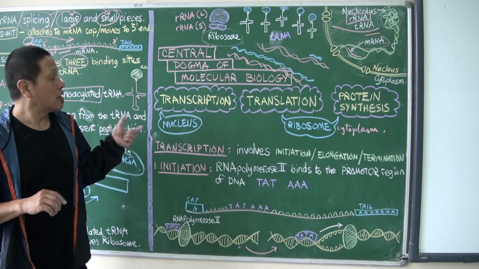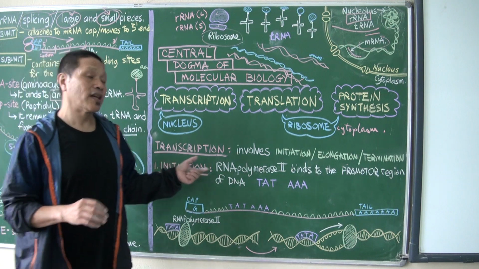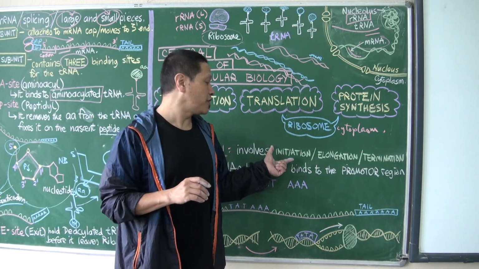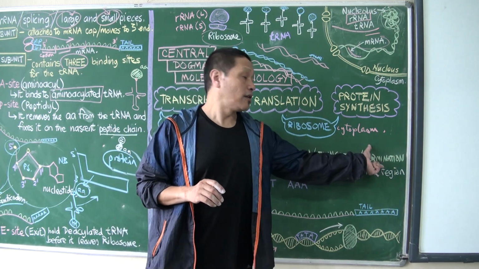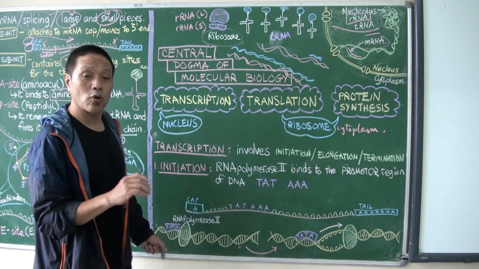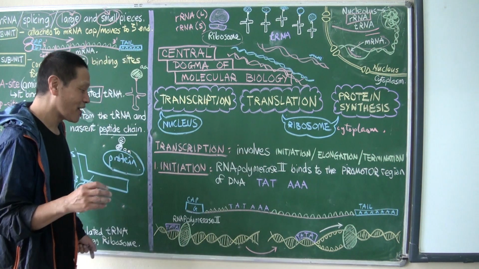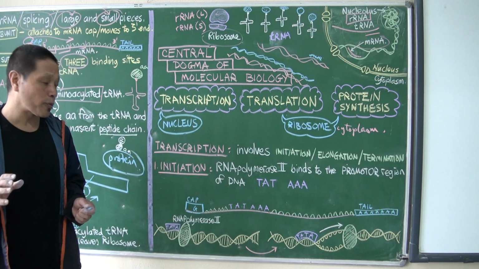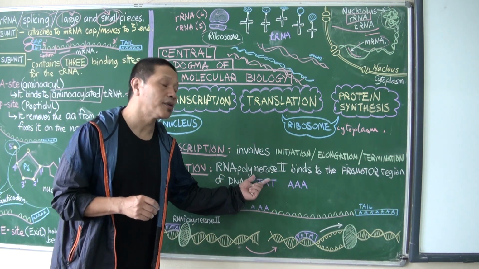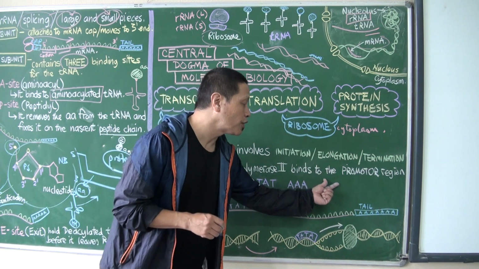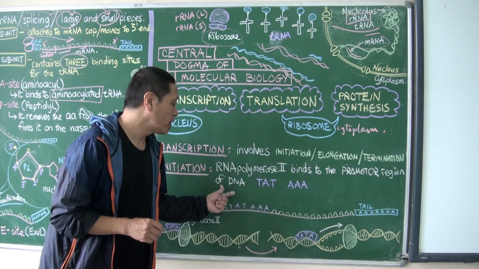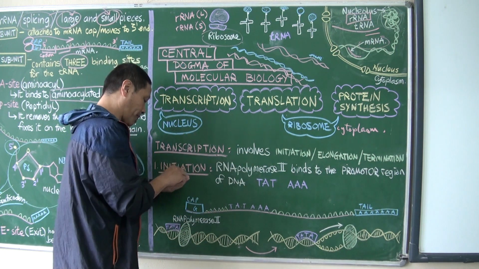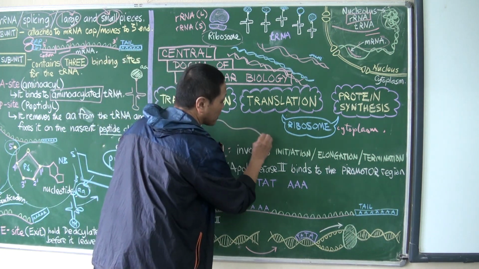So let's start with transcription. It involves three important steps: initiation, elongation, and termination. I don't know whether we'll get through initiation today, but let's just try. Initiation is the process where RNA polymerase II binds to the promoter region of DNA. Let me just make it simple. Here is the DNA that needs to be copied.